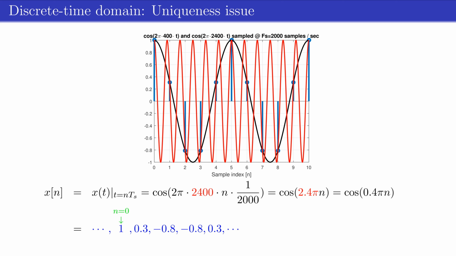The main reason for this is that the cosine function in the discrete time domain is periodic with 2 pi, which implies that cosine 2.4 pi n is equal to cosine 0.4 pi n. So we can conclude that there is no unique representation in the discrete time domain for a continuous time signal.